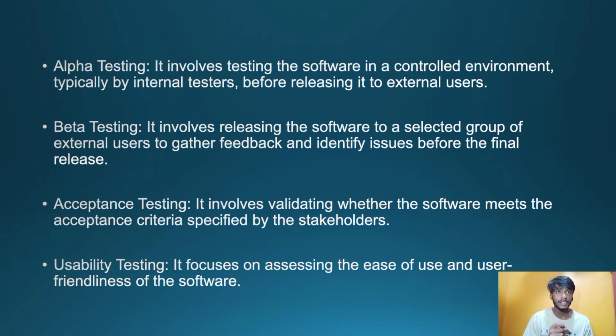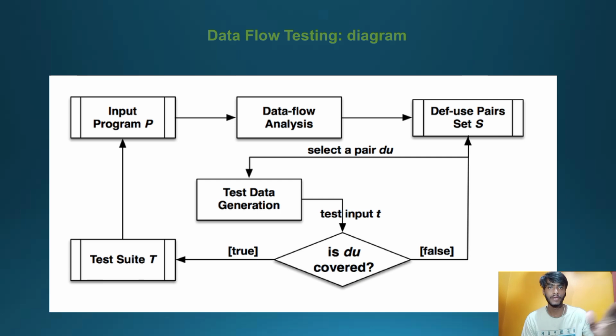It involves releasing the software to a selected group of external users to gather feedback and identify issues before the final release. Acceptance testing involves validating whether the software meets the acceptance criteria specified by the stakeholders. Usability testing focuses on assessing the ease of use and user friendliness of the software.